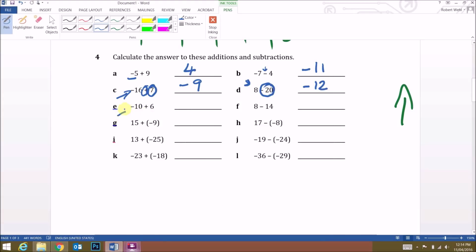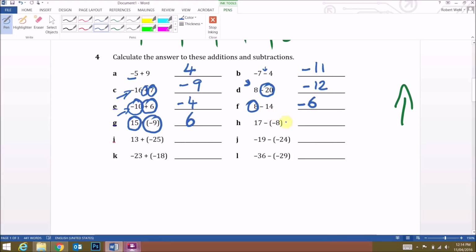Here, -10 plus 6. So once again, you owe me $10, you bring $6 to school, now you only owe me $4. Here, $8, take away $14. If I've got $8 in my pocket and I want to buy something that costs $14, it means that I am short $6. 15 plus -9. Okay, so I've got $15 in one pocket and a bill for $9 in the other pocket. When I put them together, I'm left with $6.